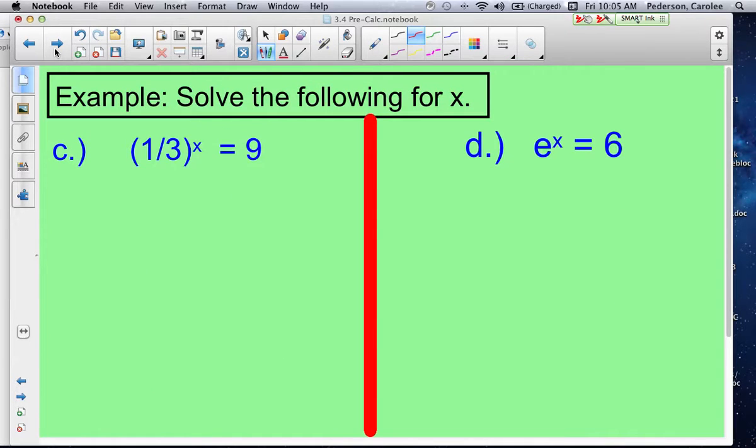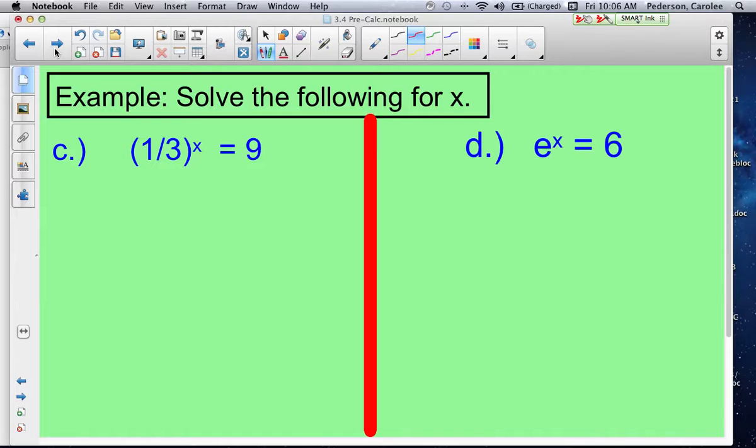Okay, question C. We have an exponential of base 1/3. A little bit more difficult. Raised to the x equals 9. And we want to find out what is the value of x. So think back to that first example that we did. 2 to the x equals 32. We showed you two different methods to do it. Same thing here. Which one do you choose?